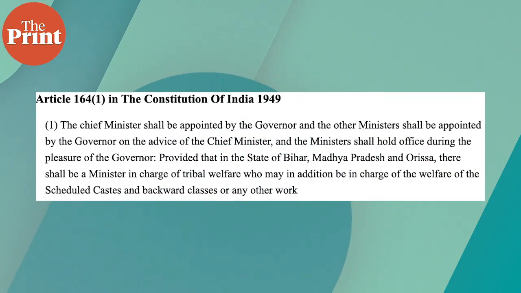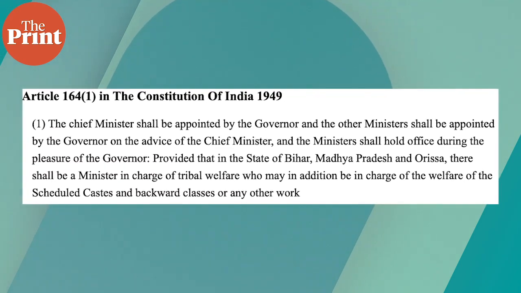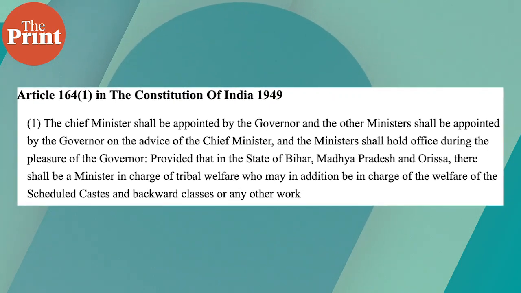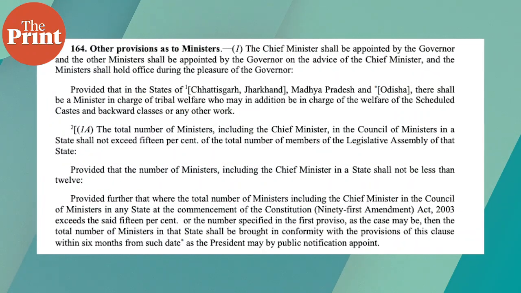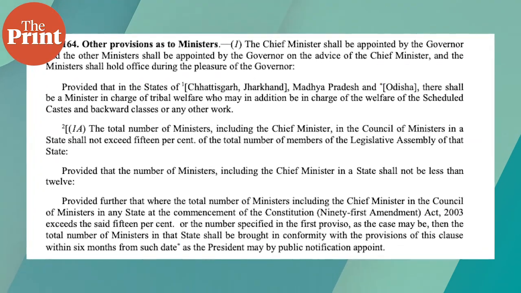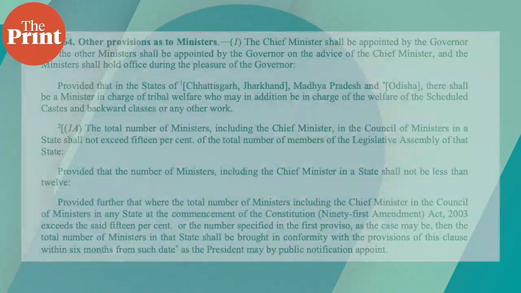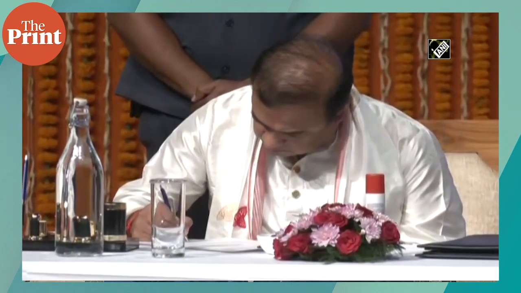as per Article 164, for 4 states, Chhattisgarh, Jharkhand, Madhya Pradesh and Odisha, the Governor also appoints a Tribal Affairs Minister. As to how many people can be appointed to the Council of Ministers, Subclause 1A of Article 164 says that the total number of ministers in the Council of Ministers, including the Chief Minister, should not be more than 15% of the total MLAs. That's the upper limit. And it also lays down a lower limit, saying that there should be at least 12 ministers in the Council of Ministers, including the Chief Minister. So, for example, in case of Assam, a 13-member cabinet also took oath along with Himanta Biswa Sarma.